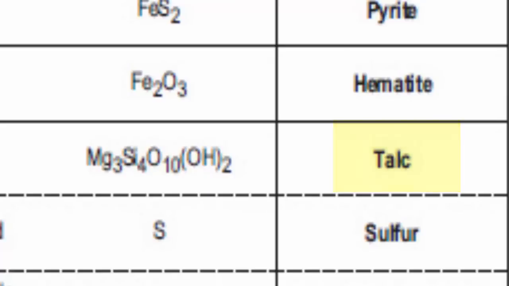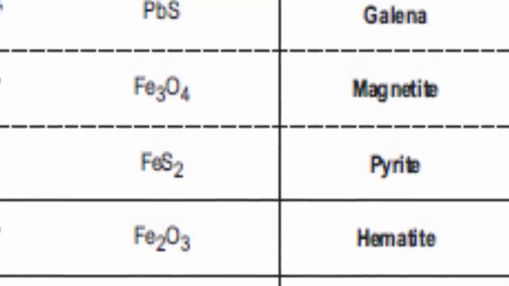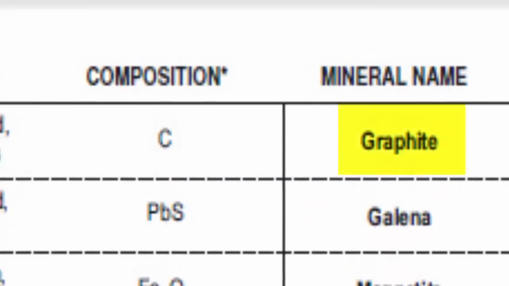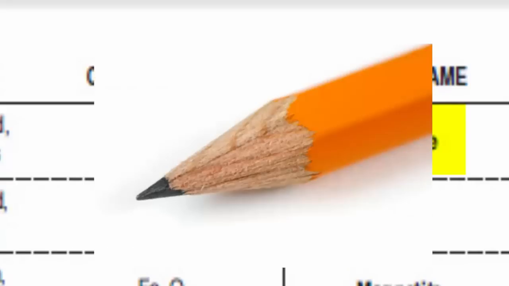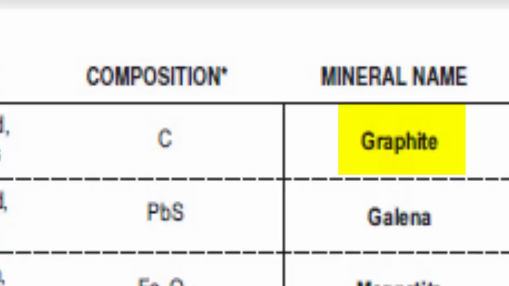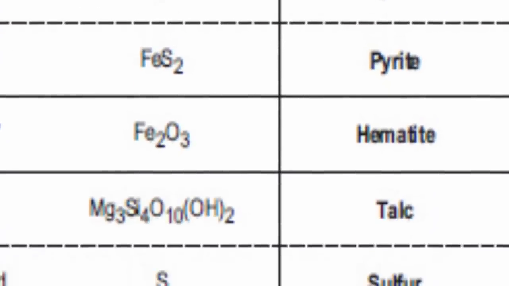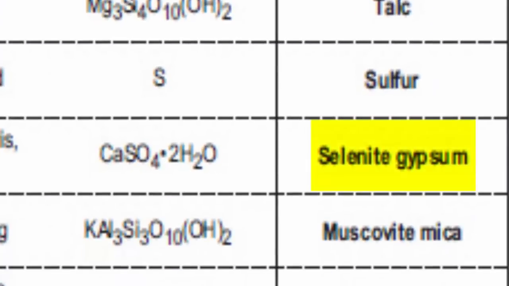Now, if we take a look at some non-silicate minerals, one example that you use every day is called graphite. Graphite is the stuff at the end of your pencil. That's what we call, quote-unquote, pencil lead, although it's not lead. Graphite is made up of carbon and only carbon. So there's no silicon and oxygen in there. So that's non-silicate.